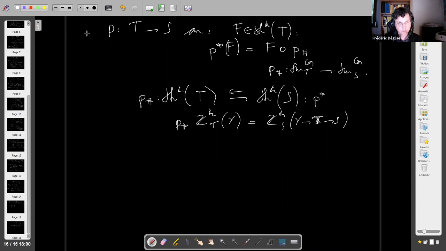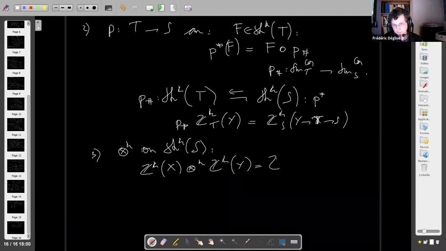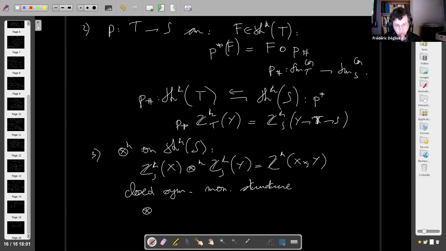Last thing is that, so this was the second operation, and then third, you can define a tensor product with transfers on this category of sheaves with transfers, such that Z transfer X tensor Z transfer Y is just given by Z transfer X times Y, and this is a closed symmetric monoidal structure. So again, you have an adjoint functor, which is the internal Hom. Okay, so just remark that we have defined exactly six functors, which organize in pairs of adjoint functors.